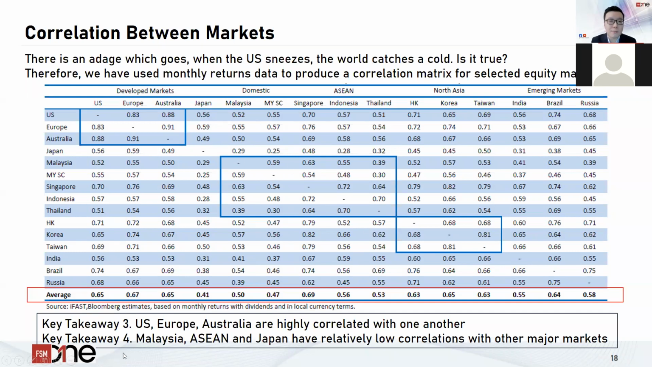Then another takeaway is Malaysia, ASEAN, and Japan have relatively low correlations with one another and other major markets. And you can have a shortcut here. You just look at this table, the bottom, the average here. And the lower the number, that means the lower the correlation. The higher the number means the higher the correlation with other markets on average.